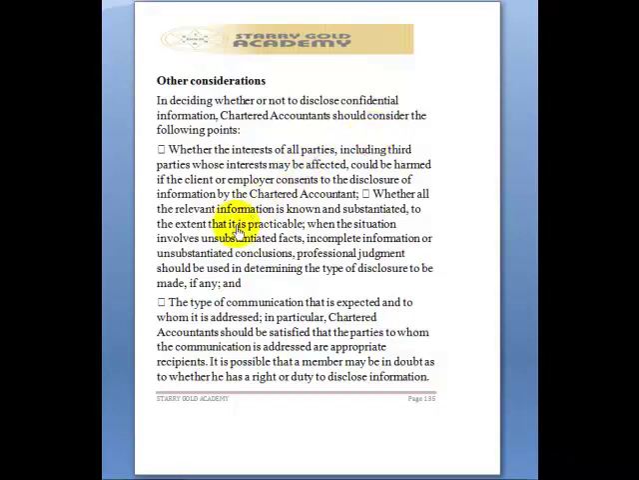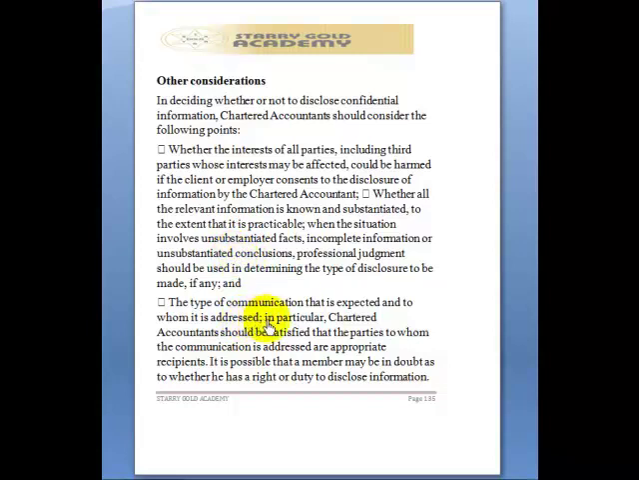Whether all the relevant information is known and substantiated to the extent that it is practicable. When the situation involves unsubstantiated facts, incomplete information or unsubstantiated conclusions, professional judgment should be used in determining the type of disclosure to be made, if any. So when you don't have your facts, you don't just go and start blabbing.